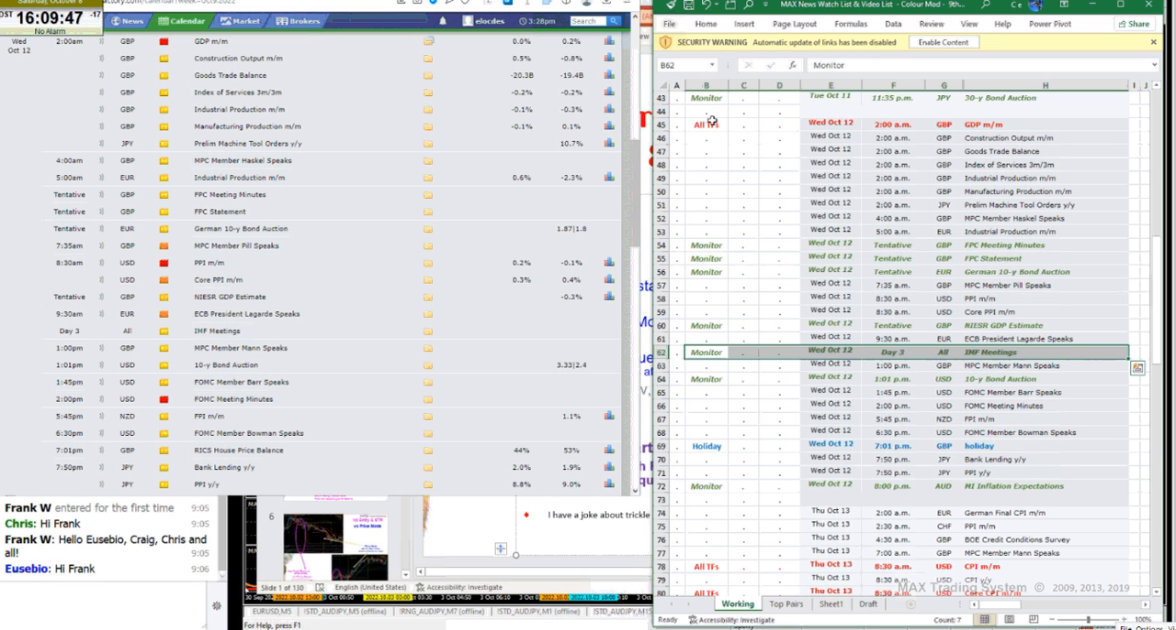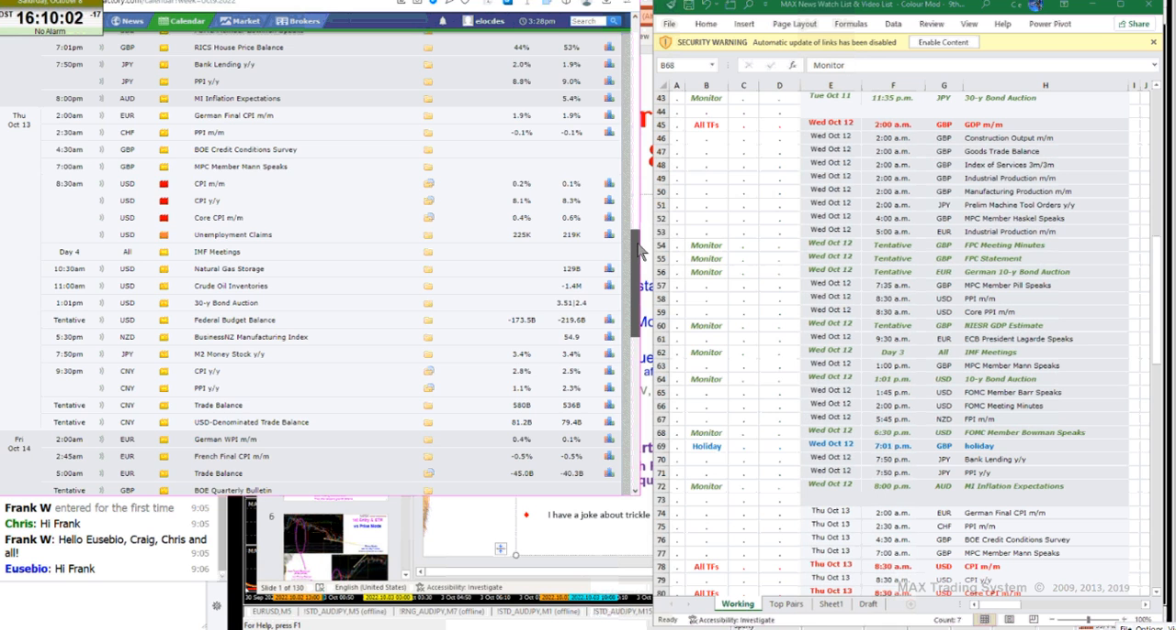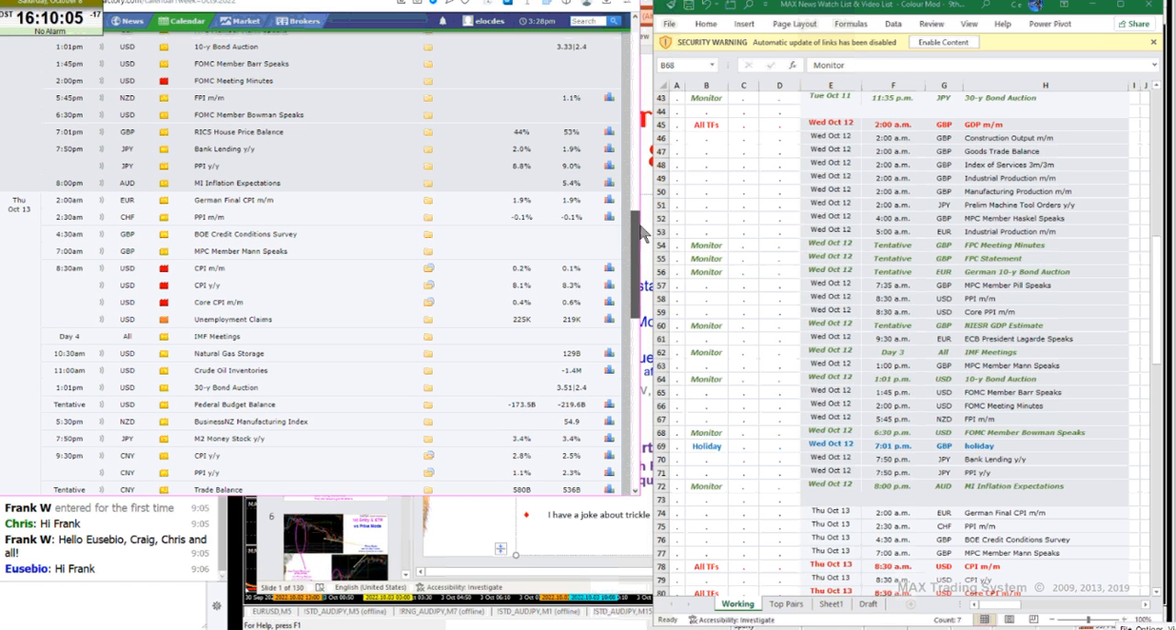First name basis again. We have to monitor the US dollar 10-year bond auction. Monitor the US dollar FOMC meeting minutes. And if you want to scroll down a little bit the calendar, I think we have something on the OZ. The OZ MI inflation expectations to monitor. Where are we? At the end of Wednesday, before Thursday.